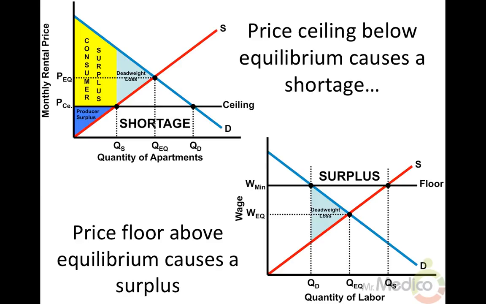Then the bottom right, we have a price floor. Classic example of that would be a minimum wage. Minimum wage would create a surplus of labor. You'd have a lot of people looking for work, which we just talked about with the factor markets. And you wouldn't have as many workers demanded by businesses. So it creates a surplus of labor, which also generates deadweight loss within the market.